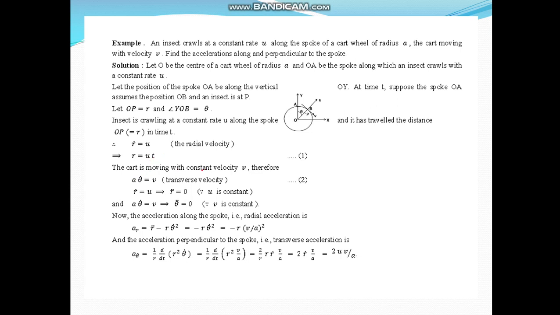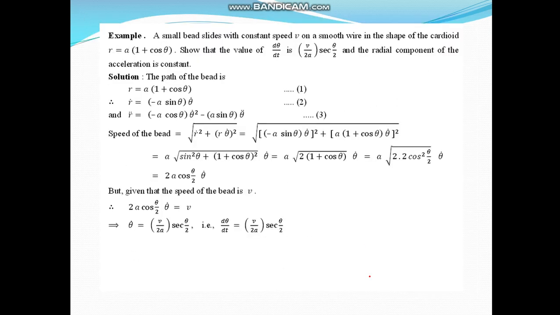The cart is moving with constant velocity, so r theta dot will be v, the transverse velocity. So r dot is equal to u. R double dot is 0 since u is constant. And r theta dot will be v, so theta dot will be equal to 0. Now the acceleration along the spoke is clearly the radial acceleration, given by this, and the acceleration perpendicular to the spoke, you can solve this, is the transverse acceleration. It is given by this result.